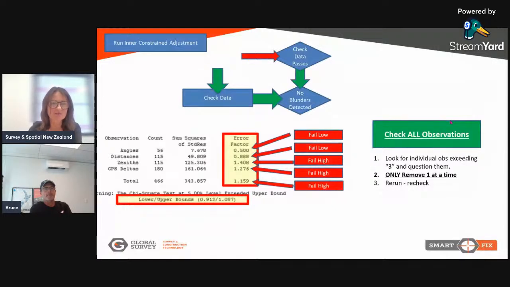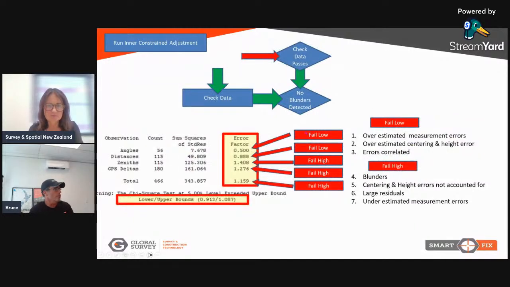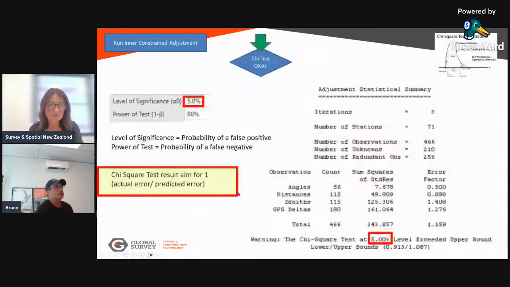Just one last question, sorry, Bruce, it's come through. How about if the OBS errors are all low, meaning more accurate than estimated? Okay, so I think I understand that. If all the observation errors are low, then maybe some of your weighting's not quite right. So the weighting will account for that. If they fail low, that means you've overestimated your errors, so you can re-enter it for those errors. Sorry, I'll just go back a couple of slides. You really want your actual error over your predicted error to be right, so you want it to be 1. Failing low doesn't mean a better result. It means you've estimated your errors wrongly.